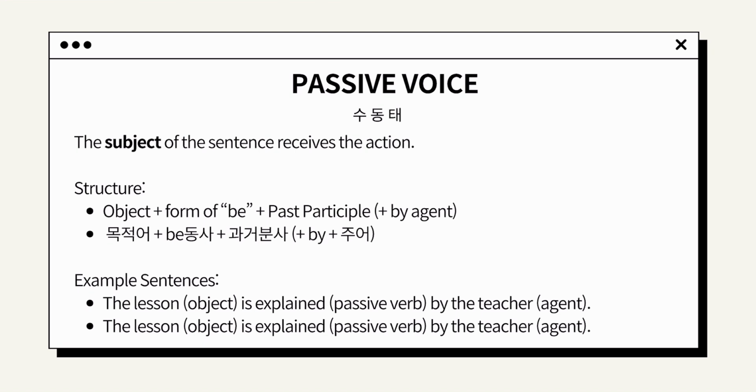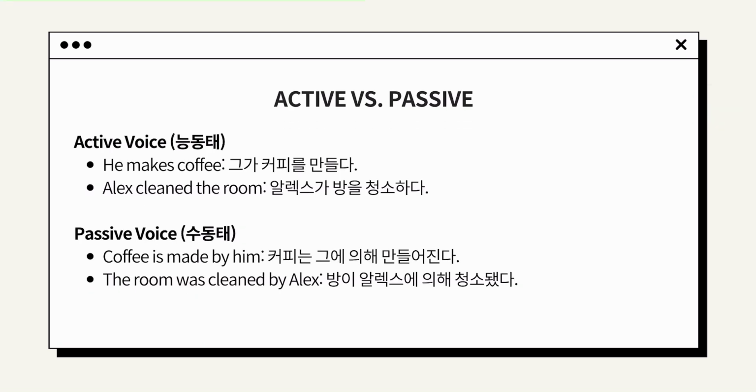The lesson here is the object, and explained is the passive verb, which changed from the original verb, explain, and we added the ed at the end, and then by the teacher. The teacher is the agent, which is also like the subject of the sentence, but it's just moved toward the end of the sentence. So, active voice versus passive voice. We'll look at some examples.